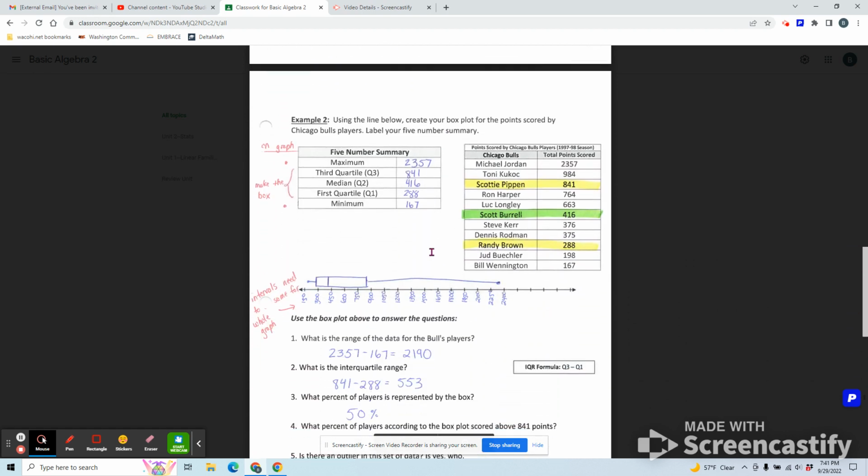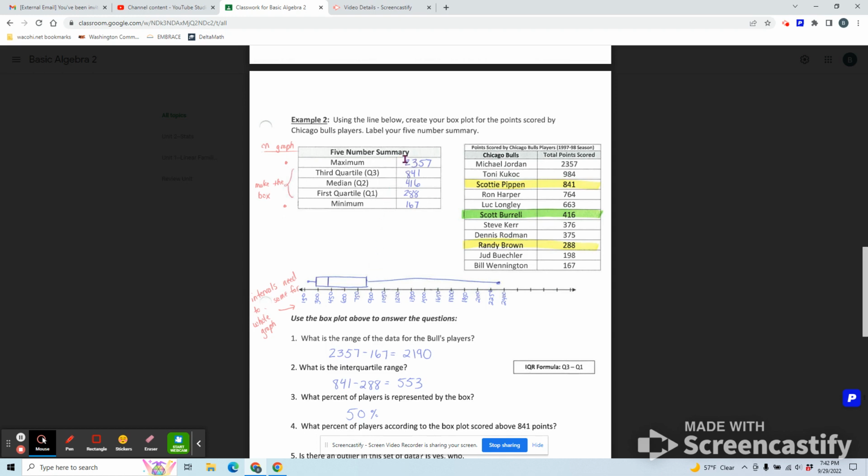So now we are going to graph this information. Using the line below, create your box plot for the points scored by the Chicago Bulls. Now, yes, you may be looking, and yes, this is old data. But number one, I like the Bulls, and these are the people I grew up watching. And number two, it is great for purposes of the box and whisker plot because it has some outliers, which does make it useful to graph in this form.